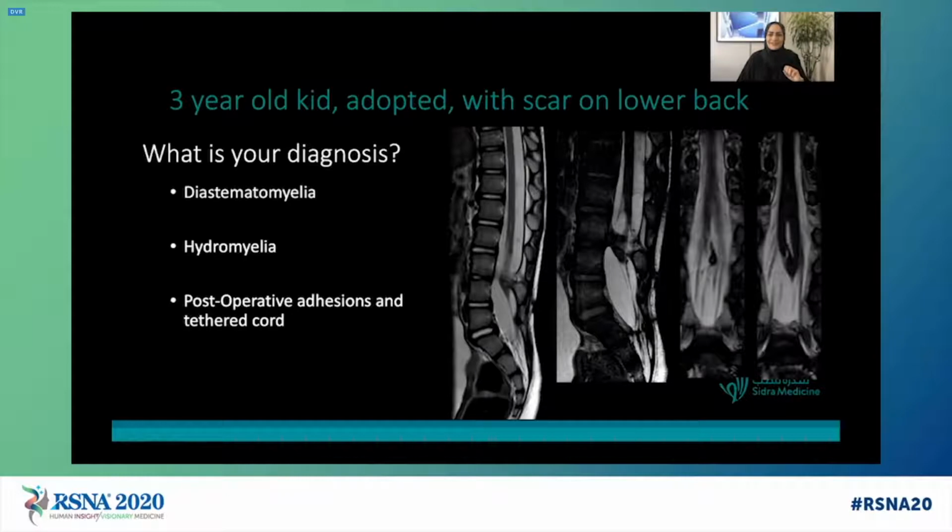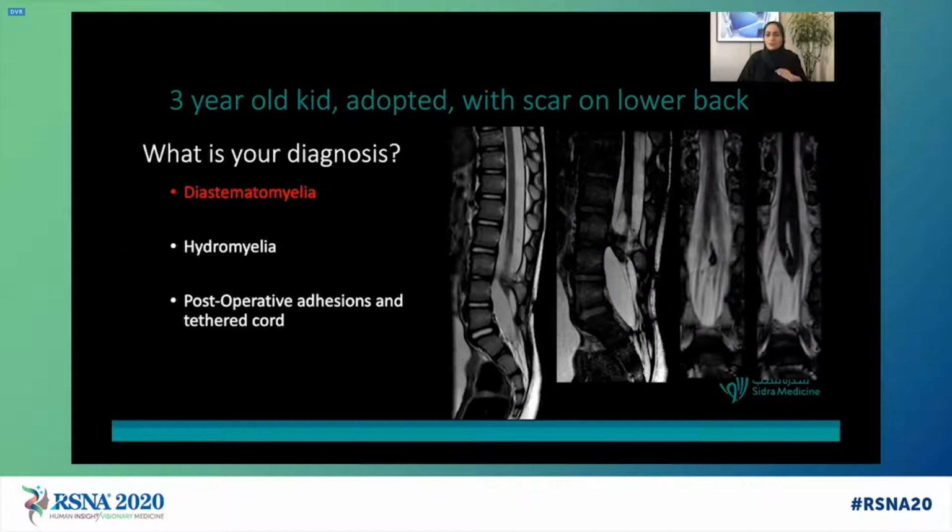I'm sure you all guessed it correctly. It is indeed diastematomyelia. Here we can see the septum within the middle, and we have partial splitting of the cord. Now, I purposely did not put an axial view, but started only with sagittal and coronal to show how it could easily be missed if you don't do axial.